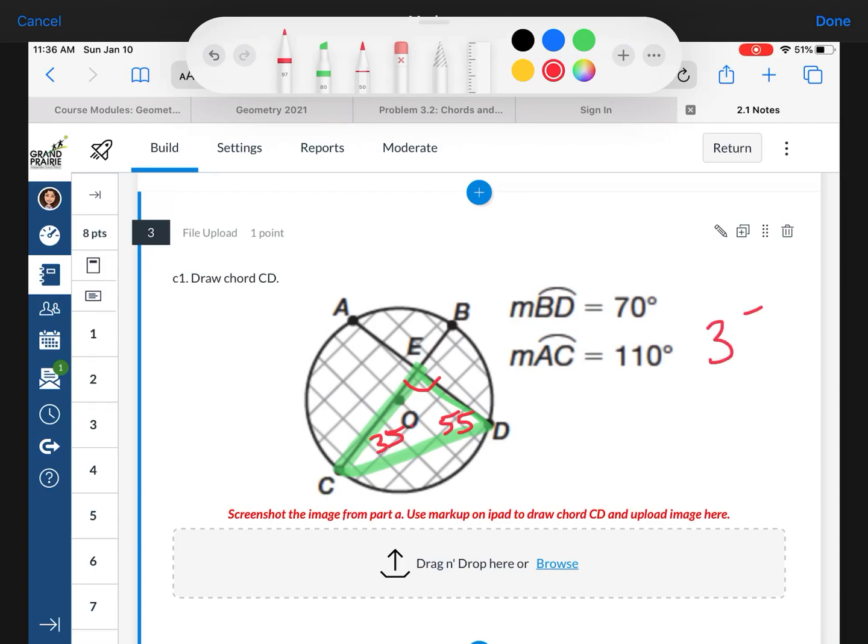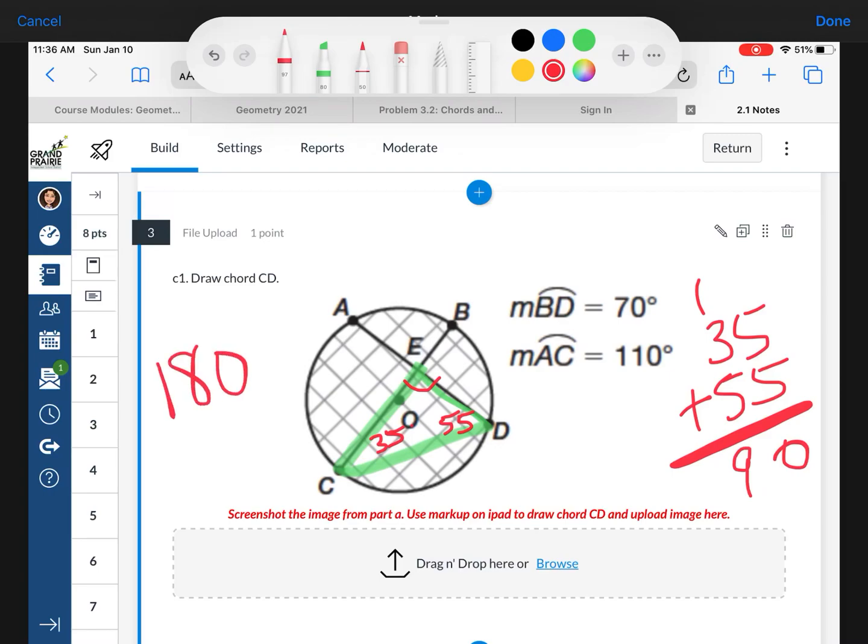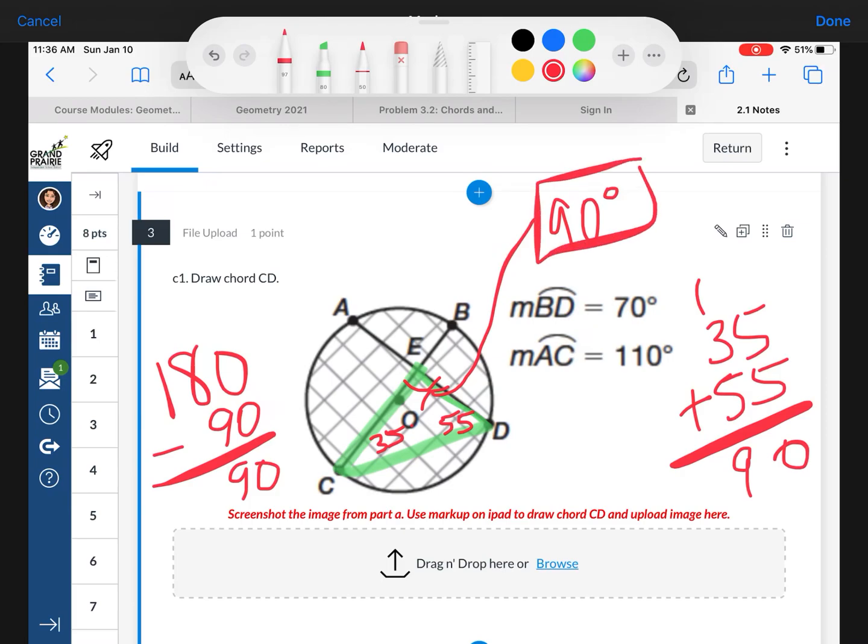We could add 35 plus 55, and it gives us 90. And then we can subtract it from 180 because all three angles add up to 180. Subtract what we know, which is together they add up to 90. So 180 minus 90 gives us 90. That's what's left over. And so therefore this angle right there is a 90-degree angle. Okay, so that's your answer.